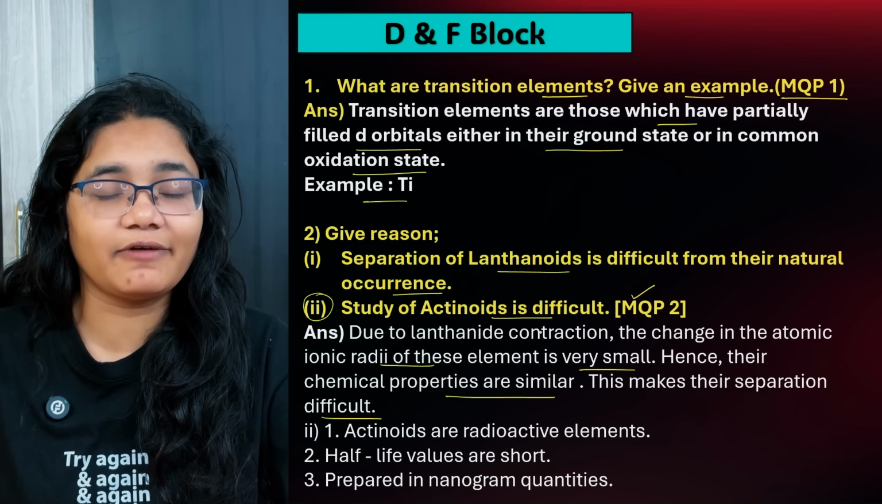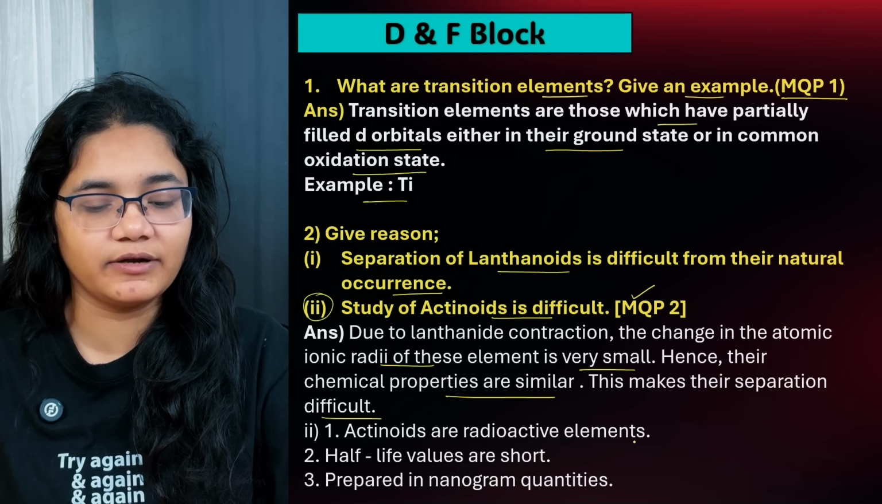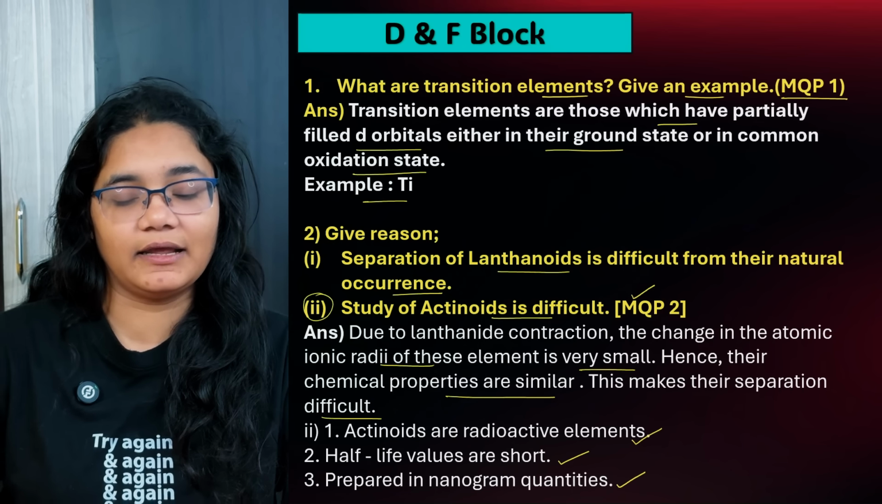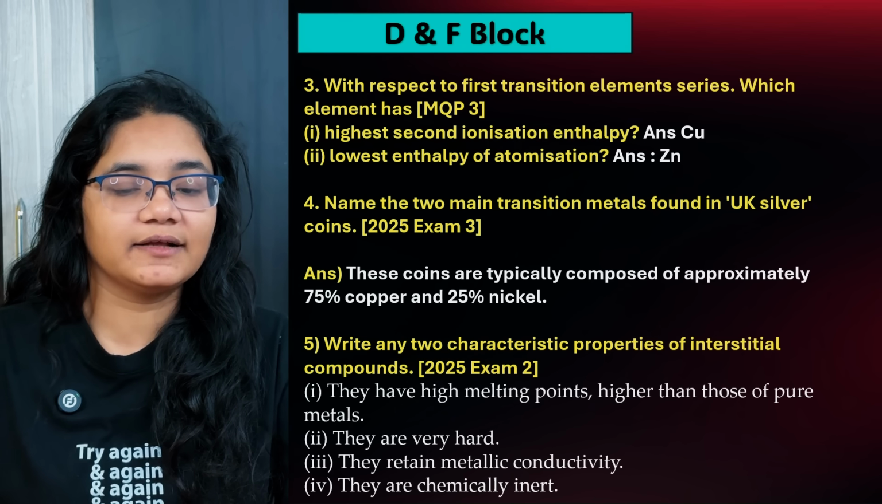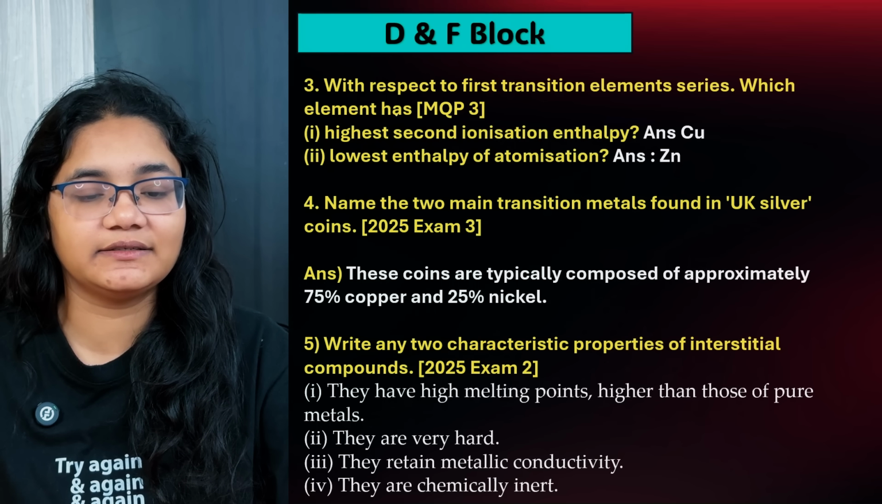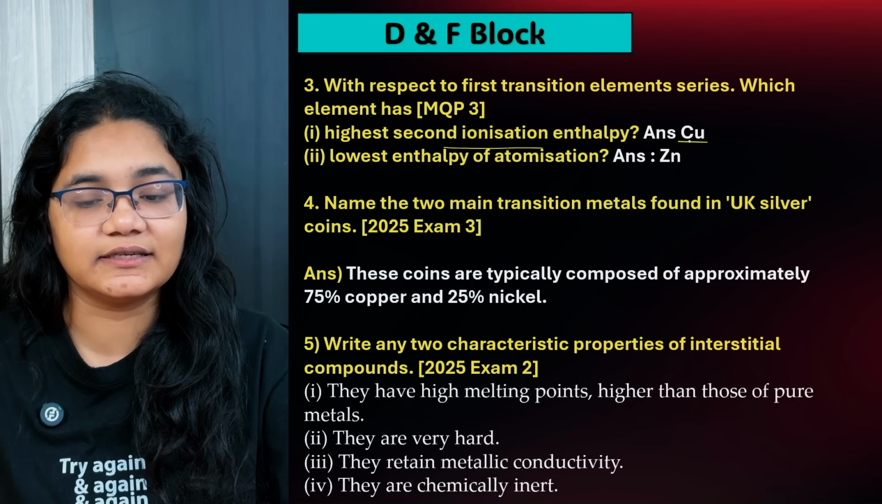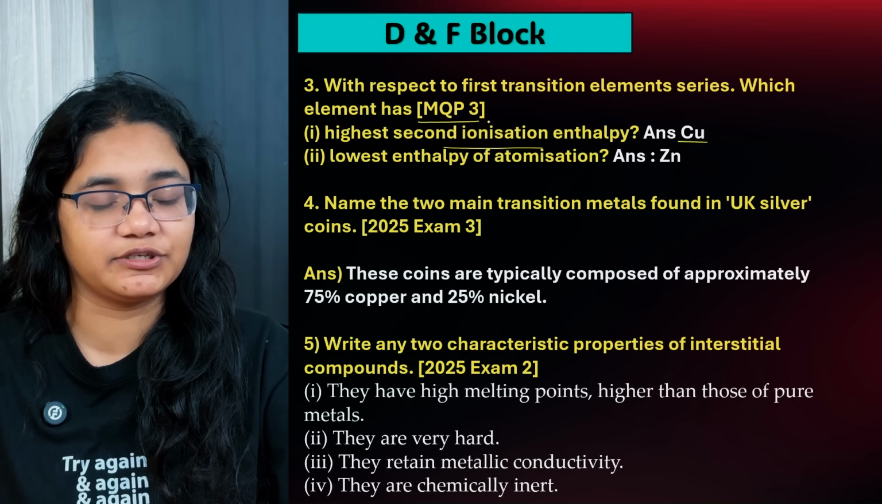Next, why is the study of actinoids difficult? For that we have 3 points. First of all, they are radioactive, their half-life is very short, and they are prepared in nanogram quantities. Next, with respect to the first transition element series, which element has the highest second ionization enthalpy? The answer here is copper. This question is from model question paper 3.